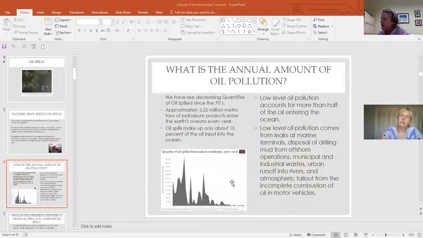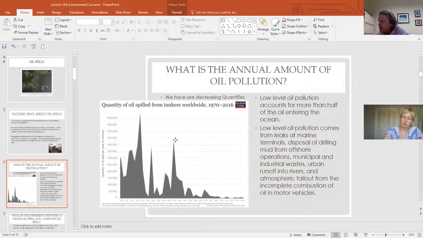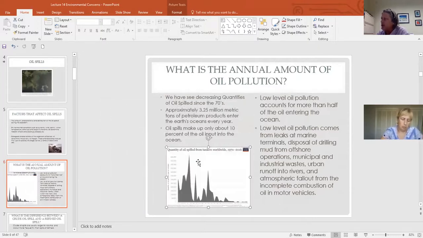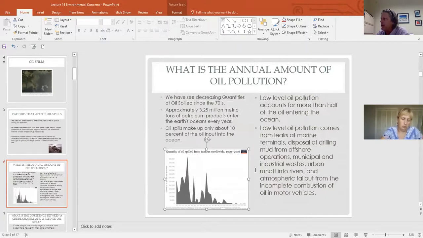So the annual amount of oil, let's have a peek here, make it bigger, has been declining since the 70s. You can see, oil spilled from tankers is far less than it was. So we're getting better at mining and pulling it. Still, we're looking at 3.25 million metric tons hitting the oceans on a yearly basis.